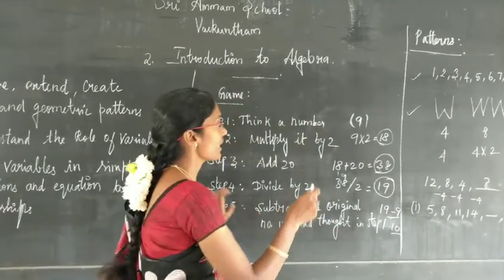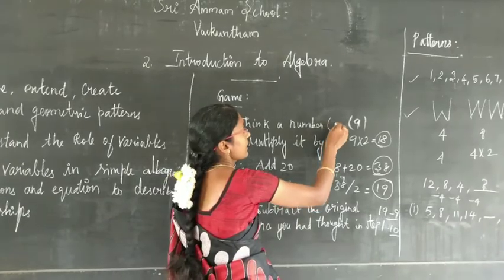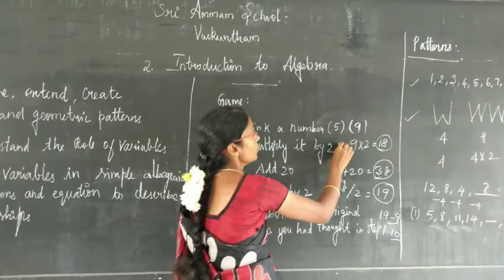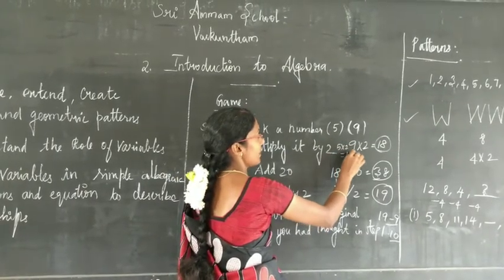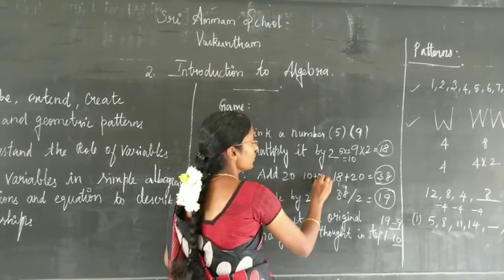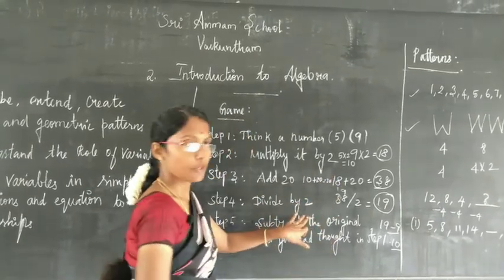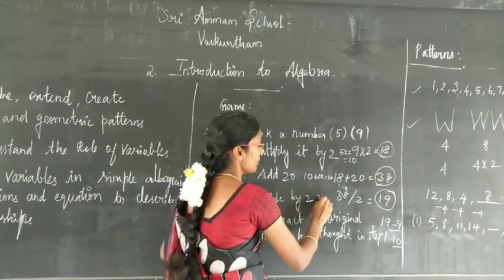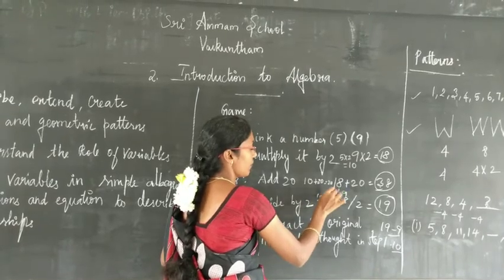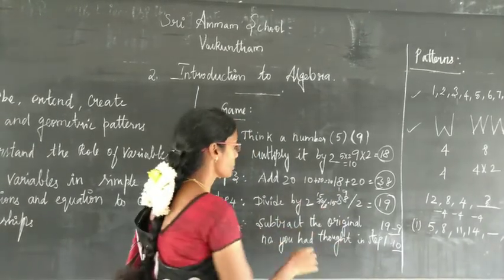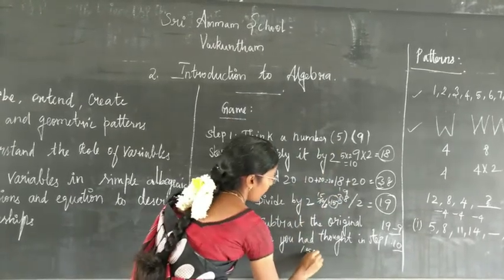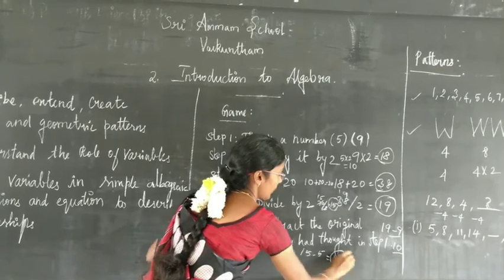So consider another example. You can think of 5. Multiply that number by 2. 5 2s are 10. Add 20 to that number. So 10 plus 20, you will get 30. Next, divide that number by 2. 30 divided by 2 is 15. Next, subtract the number you thought of. So 15 minus 5, you will get the result 10.